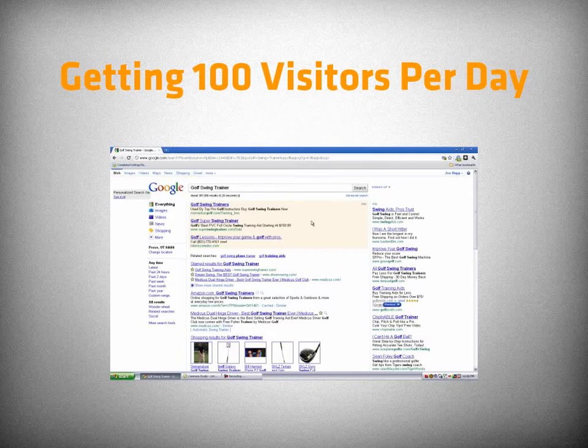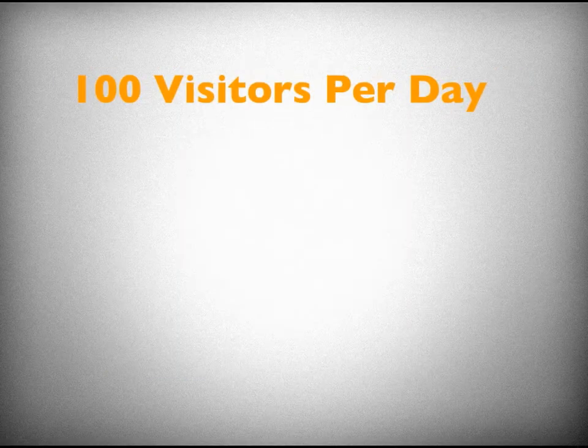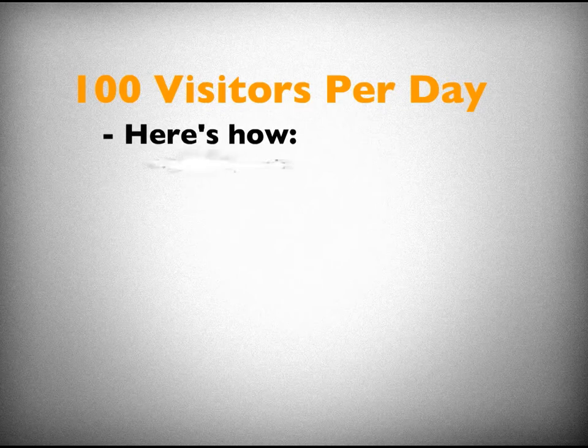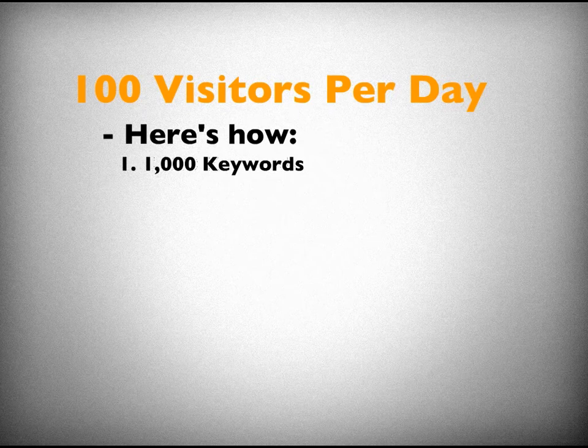Now, let's actually take you through the process of what you need to do to get the 100 visitors per day using pay-per-click search engines. So again, the goal is these 100 visitors a day. So this is the process, or here's how we do it. Step one, we're going to come up with 1,000 keyword phrases. Okay, keywords or keyword phrases like what we just saw. Golf swing trainer is an example of a keyword phrase.